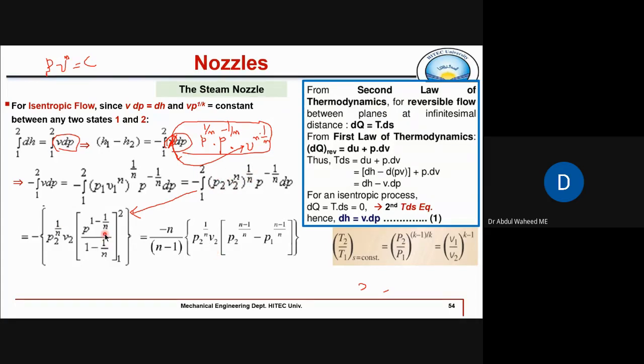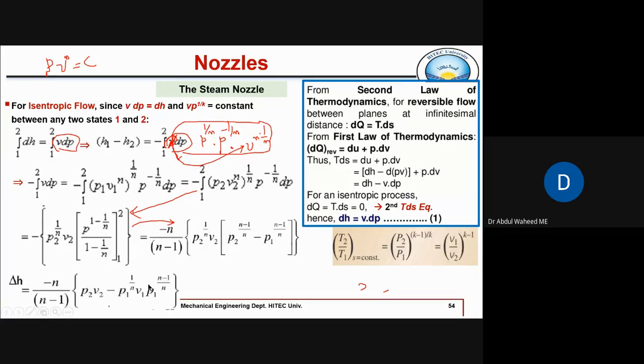Inside क्या, what is remaining? p2 to the power n minus 1 over n minus p1 to the power n minus 1 over n. Right? That is also clear from this step till this step mathematically. ये derivation book में नहीं है, किसी और source से ली हुई है.